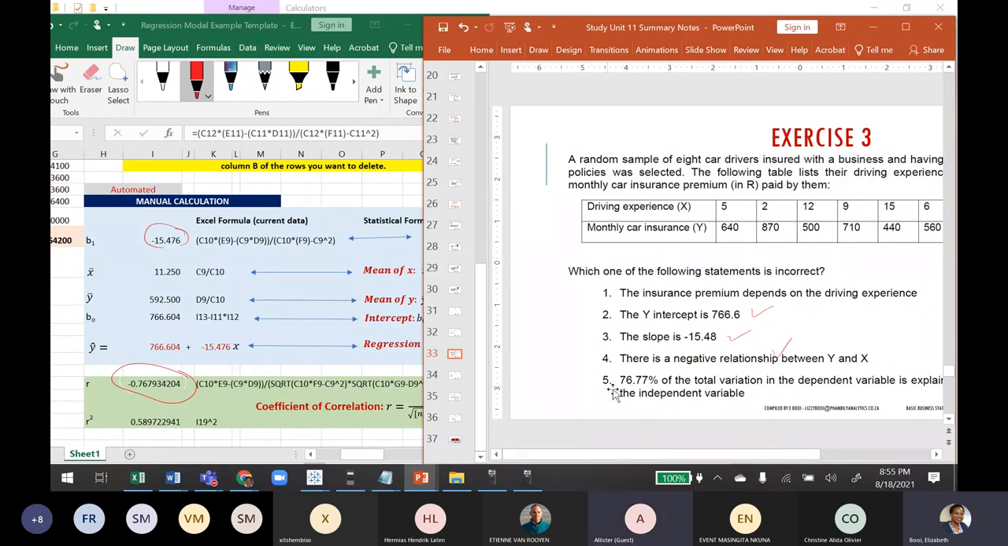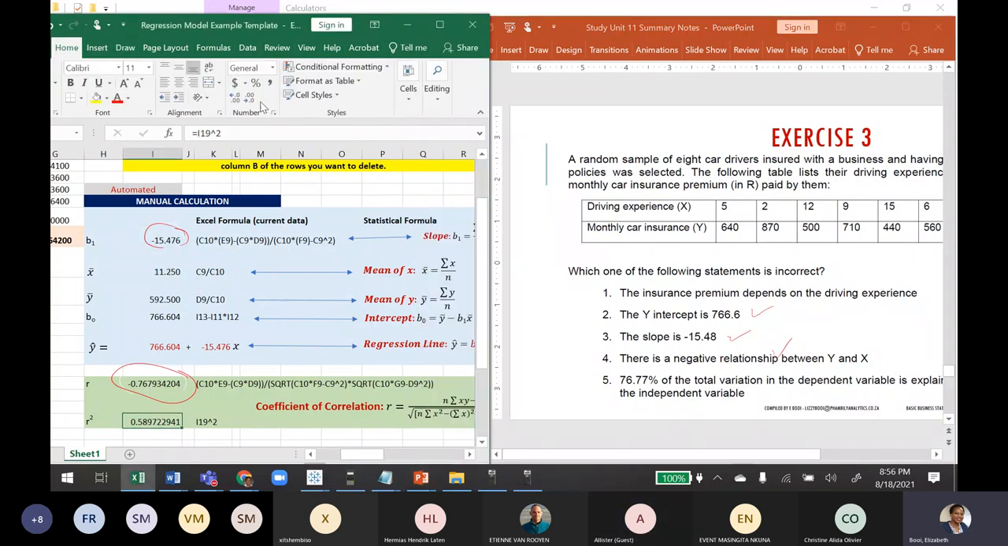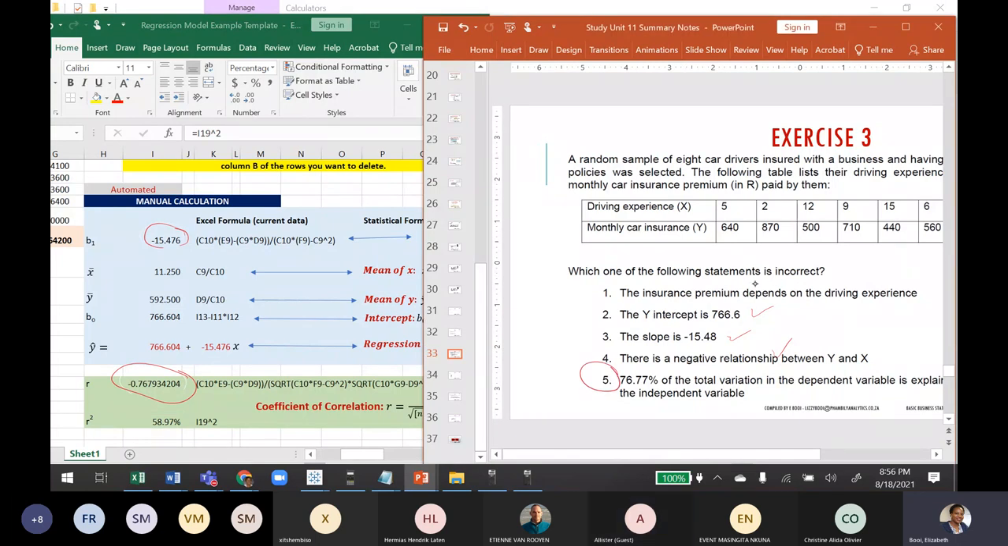And it says 77.77% of total variation in the dependent variable is explained by the independent variable. Is there 77%? To get the percentage, we can convert our value to a percentage, and it is two decimals, not 32, and that is the incorrect one. Sorry, I forgot to also mark that one. That is the incorrect one. And that's how you will use your Excel to do that.